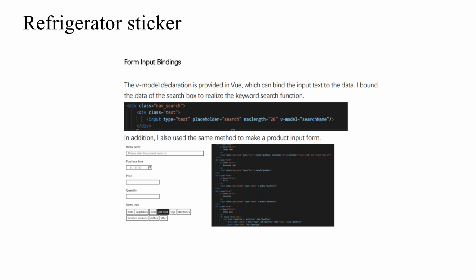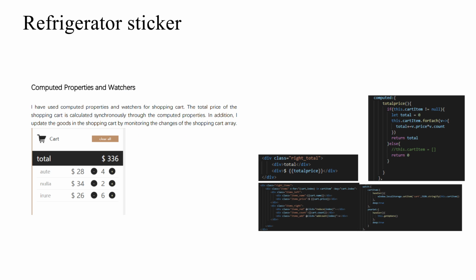In terms of code, I applied the knowledge of Vue.js to the development of functions. In the development, it is mainly reflected in three aspects. First, the form-binding declarations of Vue. The Vue model declaration has been used many times in my code, such as searching keywords, filtering time, and adding product information.